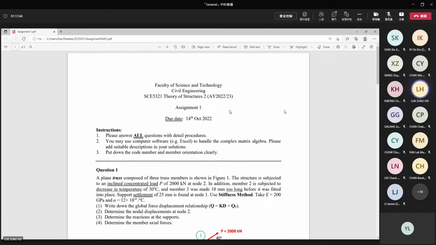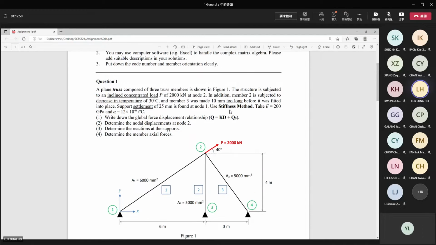In this assignment, we have 3 questions. The first one is for truss structures. This question, truss is not difficult, but these structures, we need to consider quite a lot of external effects. We have applied loadings, inclined force. We have to resolve the inclined force into horizontal and vertical loadings. And then we have temperature change, we have fabrication error, we have support settlement. So in question 1, you need to consider 4 external effects: force, temperature, fabrication error, and settlement. We have totally 4 effects in question 1.